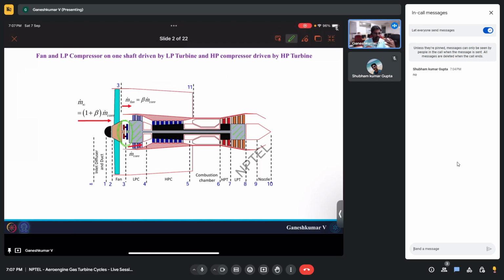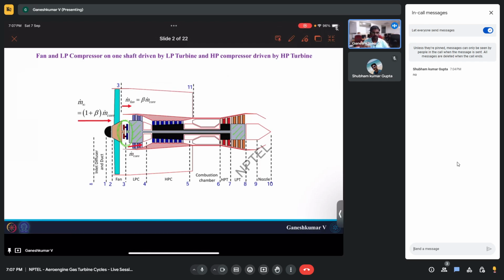Again, we have two separate streams: the fan bypass stream and the core stream. In the core stream, air goes through the low pressure compressor, high pressure compressor, combustion chamber, then turbine, and then nozzle. So construction wise everything is the same. The only thing is we are rotating the fan at a different speed. That's all.